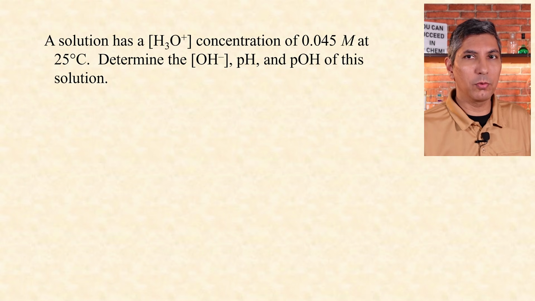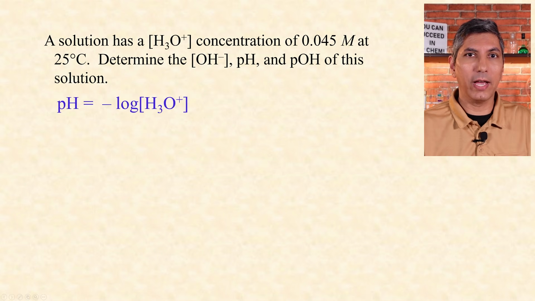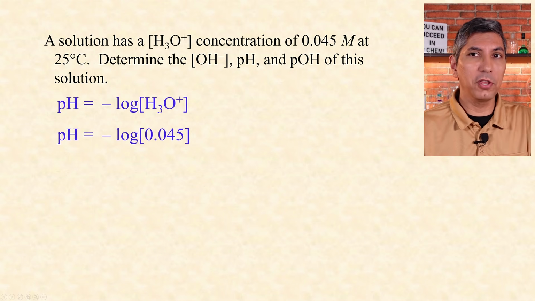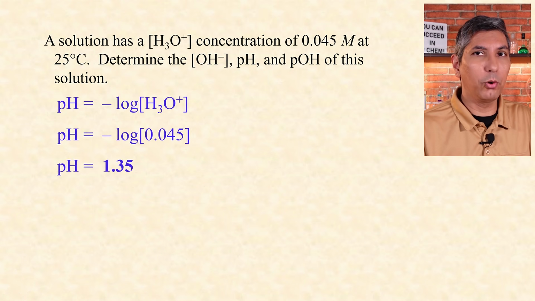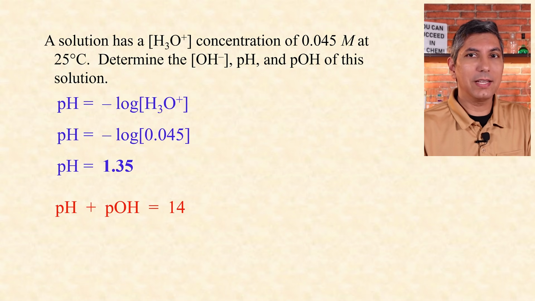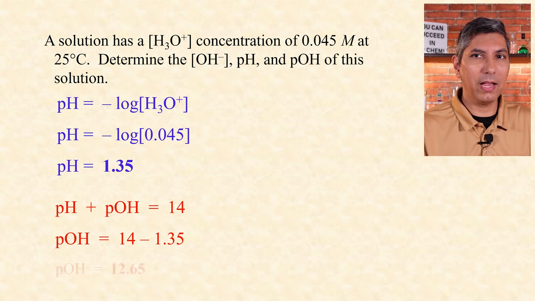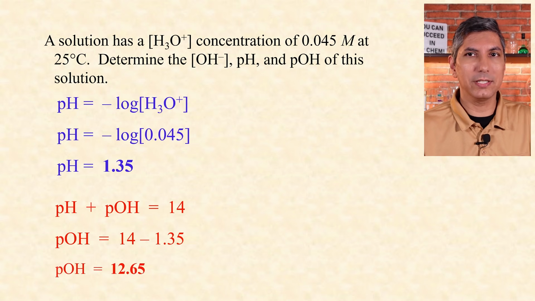Let's say we have a solution with a hydronium concentration of 0.045 molar at 25 degrees Celsius. Determine the hydroxide concentration, pH, and pOH of this solution. We can start by taking the negative log of the hydronium concentration to determine the pH. That's equal to 1.35. If we know the pH, we can use this equation to calculate the pOH. We just take 14 minus pH. And 14 minus 1.35 gives us a pOH of 12.65.